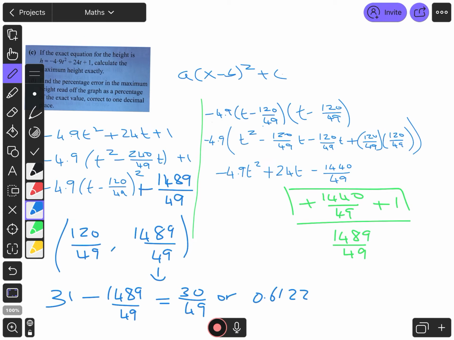or 0.6122. So from there, to find my percentage error, this is for part D now, all I have to do is I have to put my error, which is this part here, over the correct answer, which is this part here, because it's saying to find it as a percentage of the exact value. So then I put my 30 over 49 and I divide it by the correct answer of 1489 over 49. Check what that is, multiply it by 100 to get a percentage, and my percentage comes out at around 2%. And that's how you finish off that last bit.